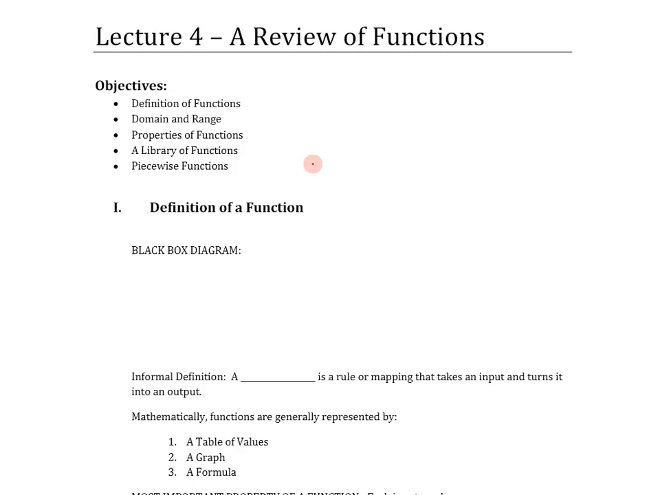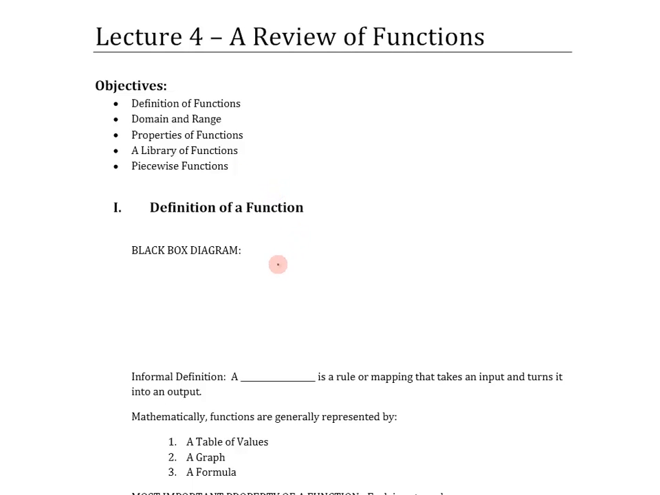What do we mean by the domain and range of a function? What are some properties that we can determine about a function? And then we're going to look at a library of some useful functions that we'll need to be familiar with as we go forward. And then one last concept, which you may or may not have had any experience with before, but we're going to throw it in anyways, is look at piecewise defined functions.